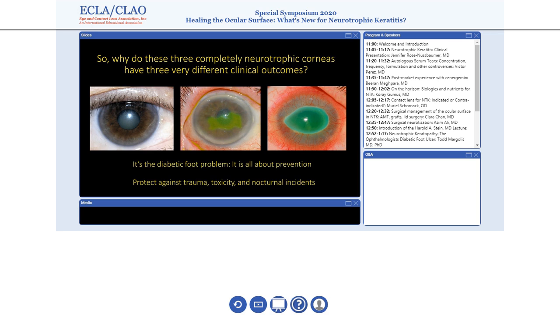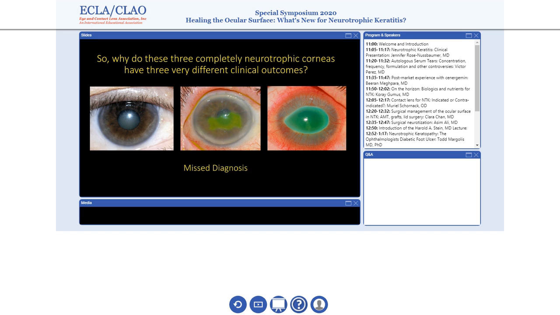I would argue it's the diabetic foot problem. It's all about prevention. We need to protect against trauma, toxicity, and nocturnal incidents. And when I say that, I mean people traumatize their eye at night and nobody knows this, and no one talks about it. And we're going to talk about it a little bit.